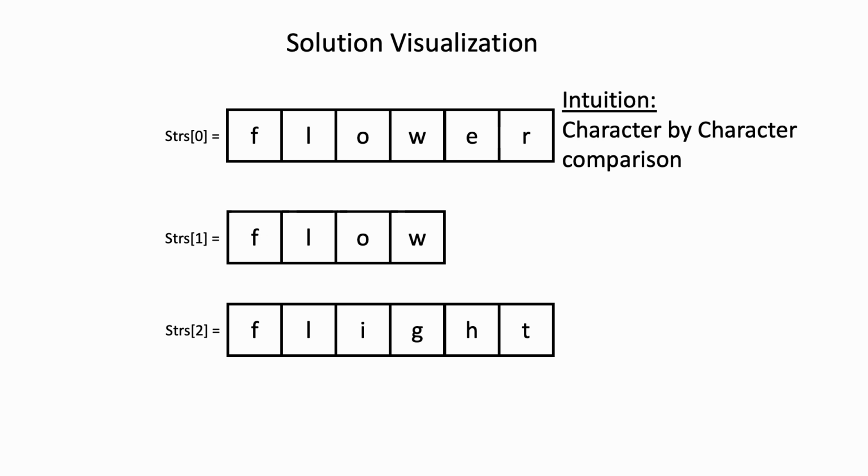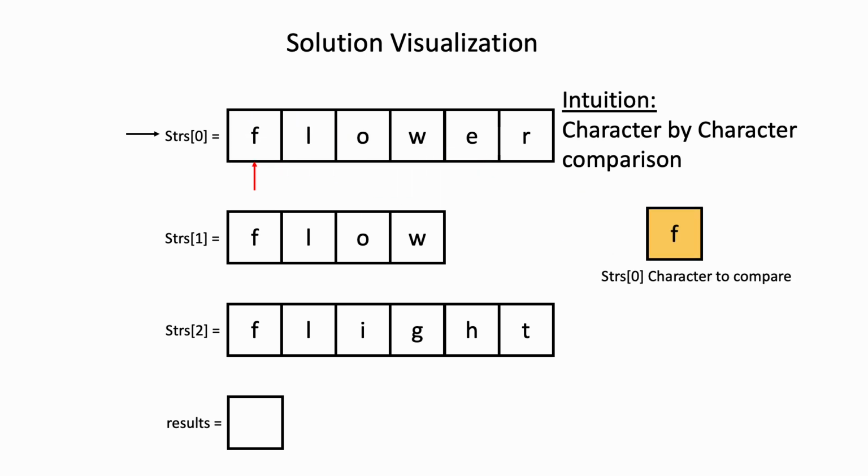Let's take the example 1 test case to talk about the solution and its visualization. The intuition is to do a character by character comparison of all the strings. Let's look at the solution visualization of this. We first initialize the results array to an empty array. We next initialize the red pointer to the first element of strs[0]. This element will become the character to compare with other strings at the same index.